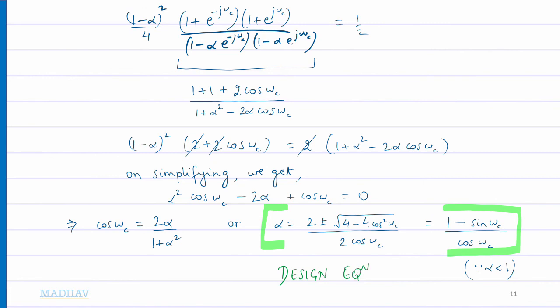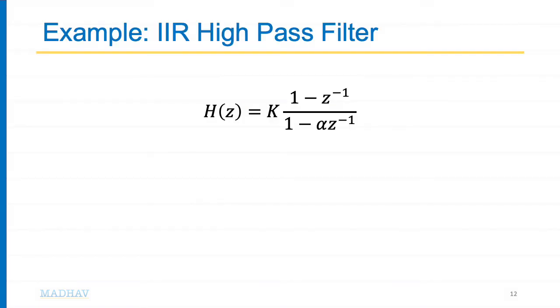So here we saw one example of a low pass filter, an IIR low pass filter, and how we design it given the specifications. Now let's look at an example of an IIR high pass filter. So let's do the pole zero plot. This helps you to understand the whole thing.